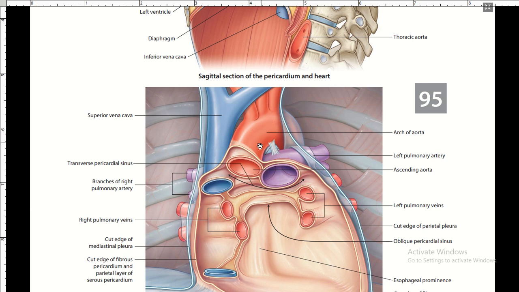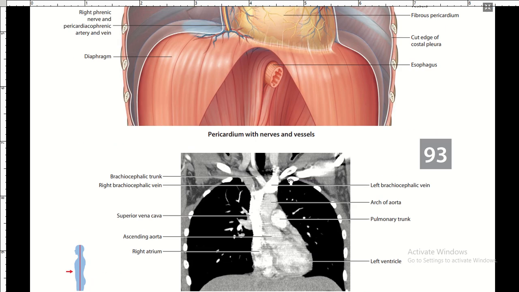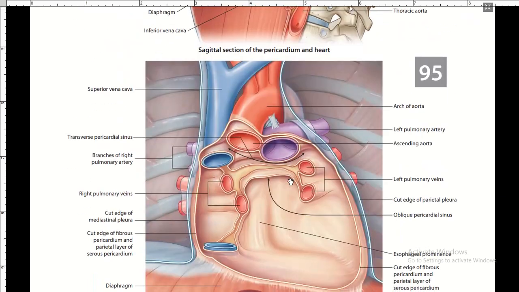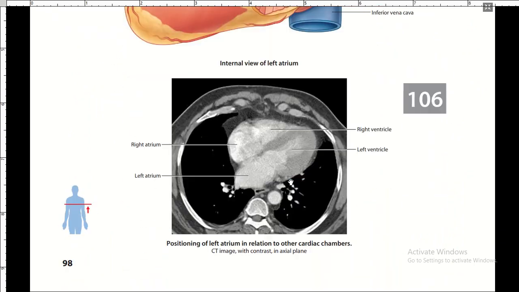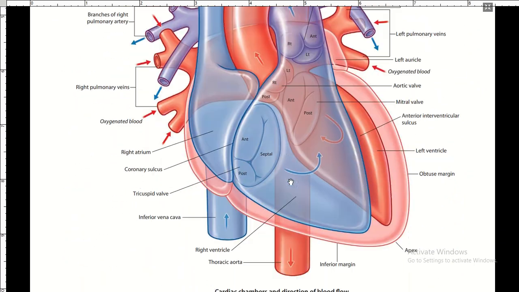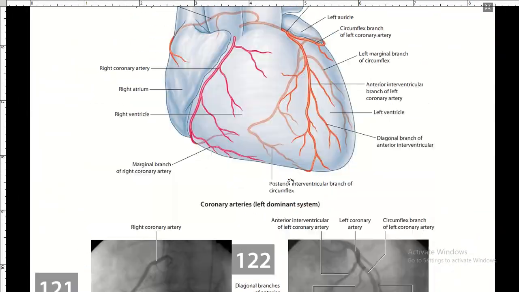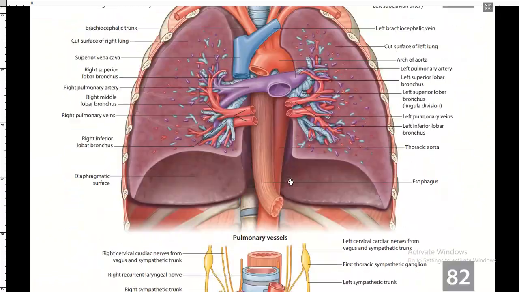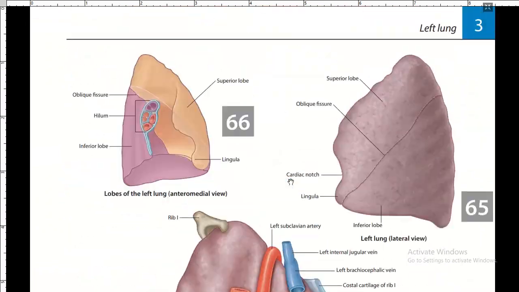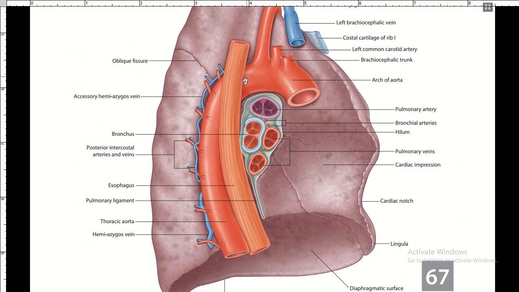And then at the level of the sternal angle, the arch of the aorta is going to continue as the descending aorta. So you're going to have a descending aorta. You can see this is your descending aorta right here.